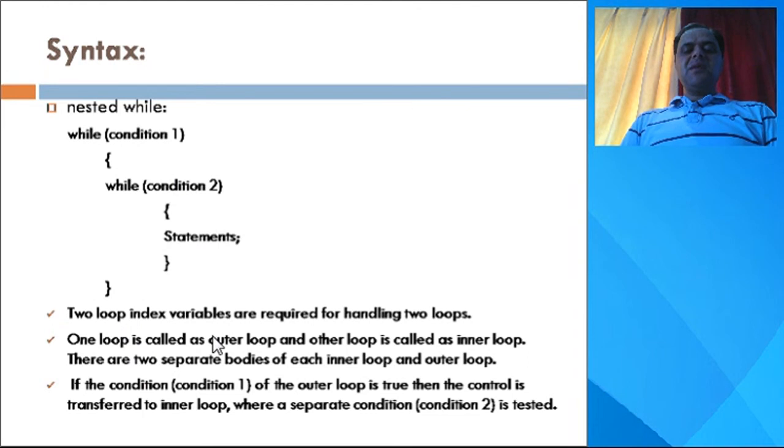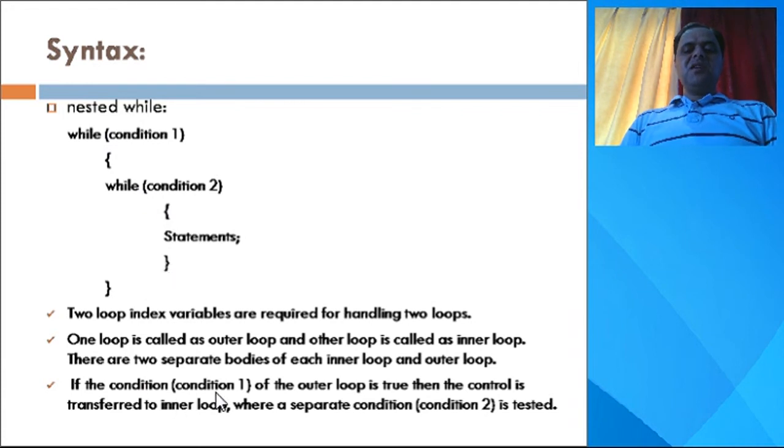The loop index variables are required for handling two loops. One loop is called the outer loop, and another loop is called the inner loop. This while loop is called the outer loop, and this while loop is called the inner loop. There are two separate bodies for the inner loop and the outer loop. The body of this outer loop is from this brace to this brace, and the body of the inner while loop is from here to here.